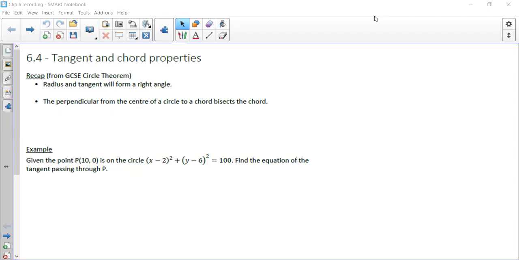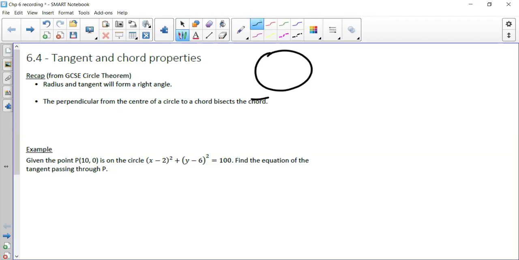So recap. A radius and a tangent will form a right angle. We know that. So this one is probably quite well used. So circle and the tangent, we know a tangent has to touch. Okay, so that's the radius and the tangent makes a right angle.